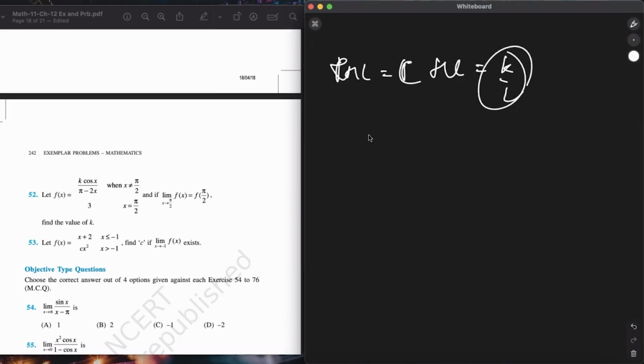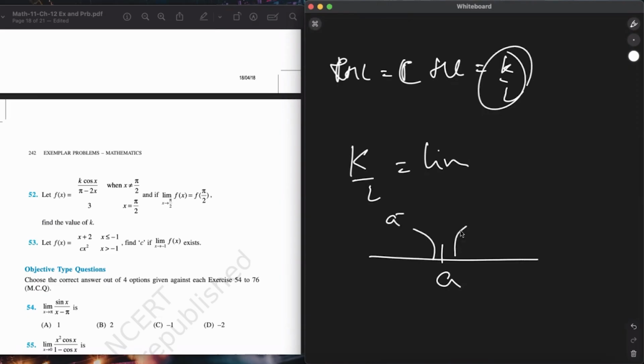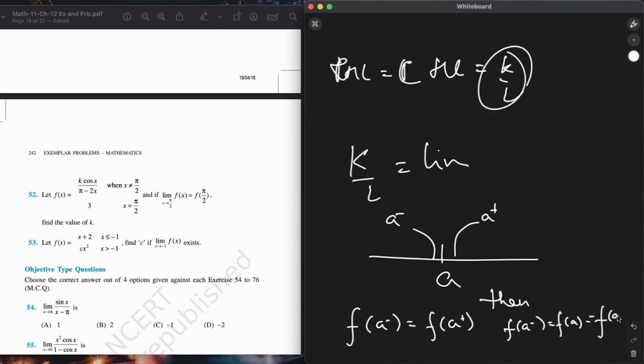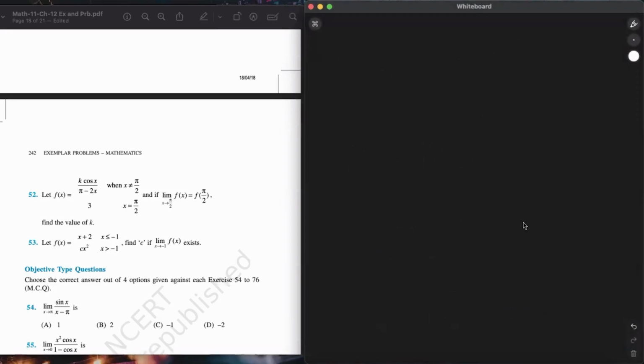Now, what can we do further? We can put in the value for k by 2 for x equal to pi by 2. Like from the sandwich theorem, we all know that to find the limit at some point a, if the limit at a minus is equal to the limit at a plus, then it will definitely be equal to the limit at a. Like if f(a minus) equals f(a plus), then f(a minus) equals f(a), which equals f(a plus). Okay, so we have found the value k by 2 for x minus and x plus.